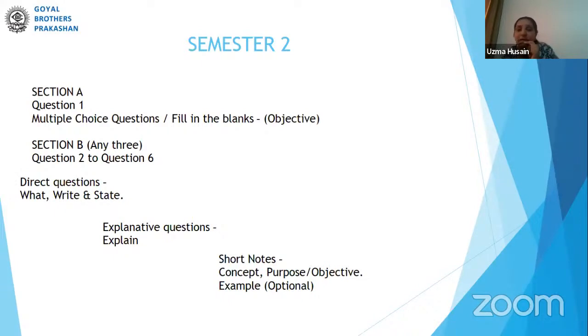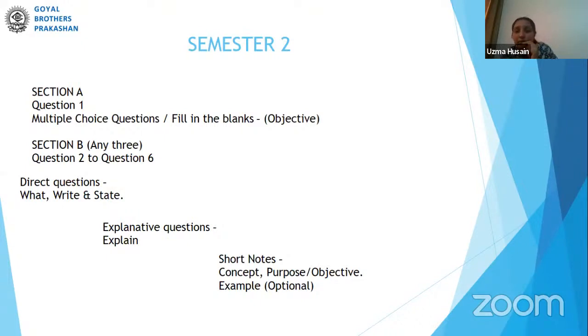Example is something which is optional, but I always suggest that if the short note has an example, for example, if they ask us to write a note on IMPS, we should know an example related to IMPS, immediate mobile payment system or service. We talk about mobile wallet, e-wallet, electronic wallet, why it is linked to the Aadhaar number.